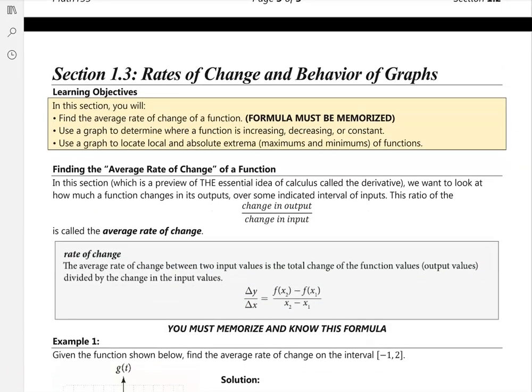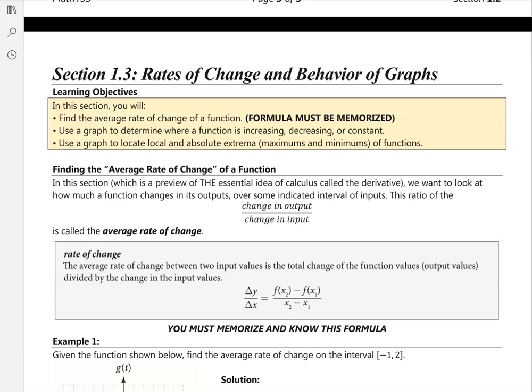Section 1.3, rates of change and behavior of graphs. In this section, you will find the average rate of change of a function, and this time you need to memorize the formula. Use a graph to determine where a function is increasing, decreasing, or constant. Use the graph to locate local and absolute extrema, maximums and minimums of functions.